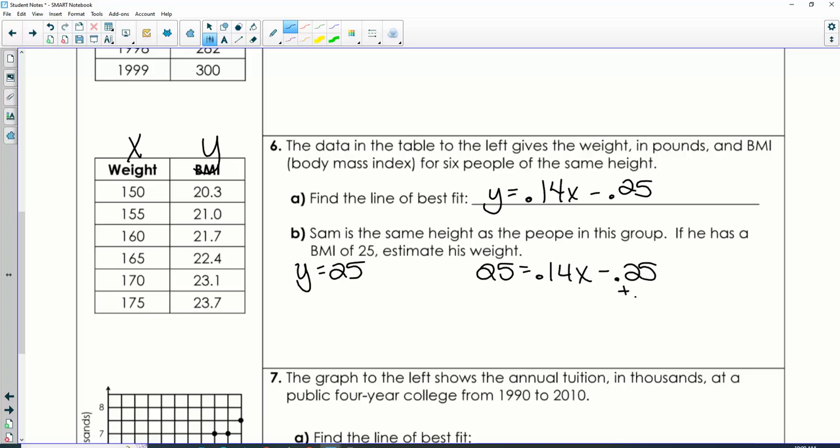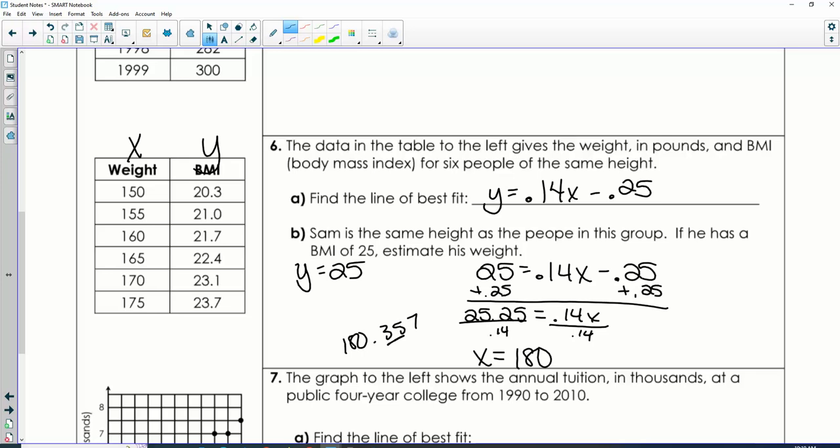Okay, so we solve this equation, we add the 0.25. We get 25.25. Divide by 0.14. And we get 180.357. So if I want to keep two decimal places, since 7 is bigger than 5, I round this up. So 180.36. X was my weight, so this would be in pounds.